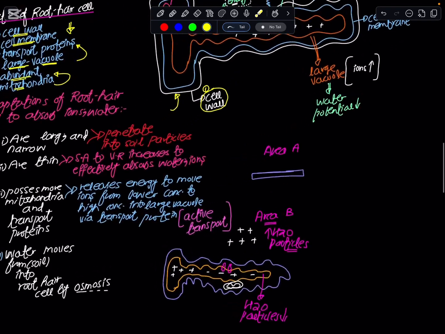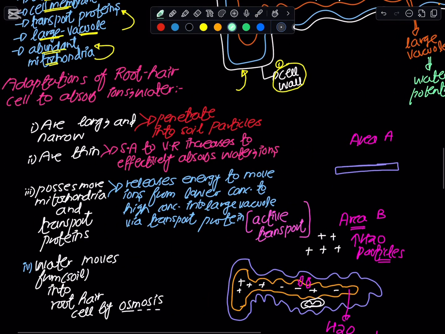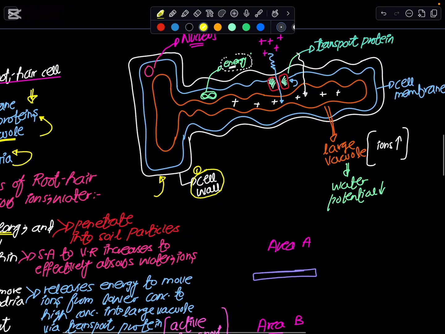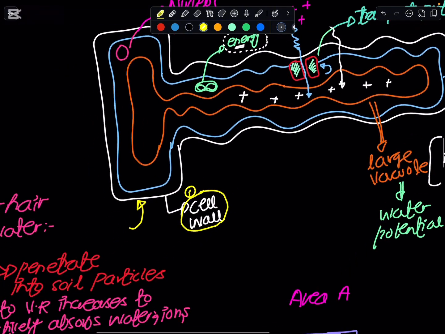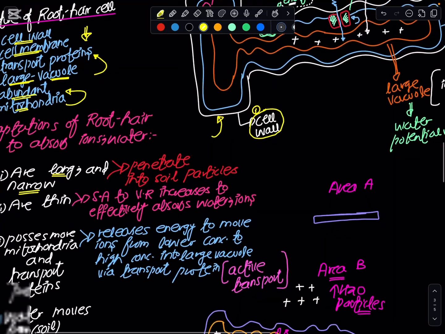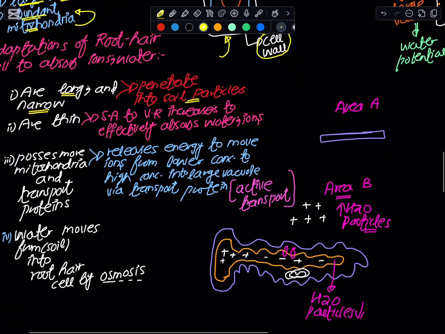Now, how are these root hair cells adapted to absorb the ions and the water? You see they are long and they are narrow. Why do they have to be long and narrow? So they can penetrate deeper into the soil, or they should be growing to a greater length so that they can come in more contact with the soil particles, and in between the soil particles the water would be available and they would be absorbing it.